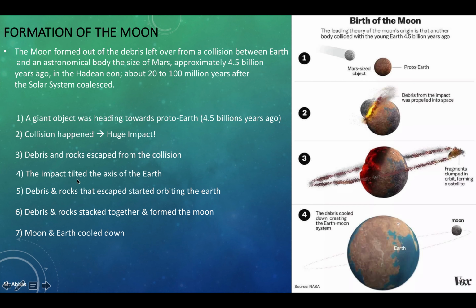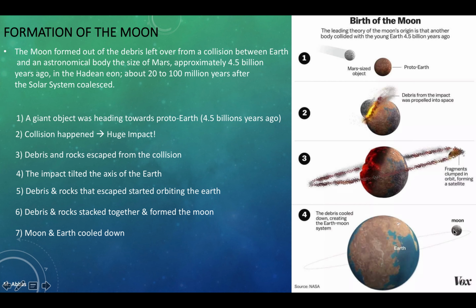Number 4, the impact tilted the Earth's axis. I'm going to talk about this in a bit. The debris and rocks escaped from the Earth, and this is what happens here. All of these rocks and debris escaped from the Earth. Now they are orbiting around the Earth. After some time, these rocks started to form on each other. They started to stick on each other to form one larger body that we call today the moon.